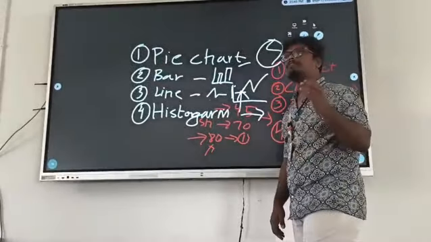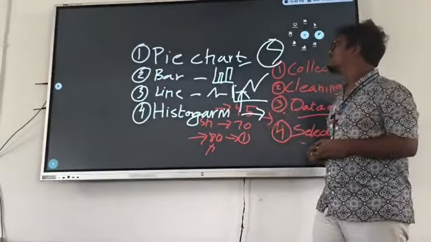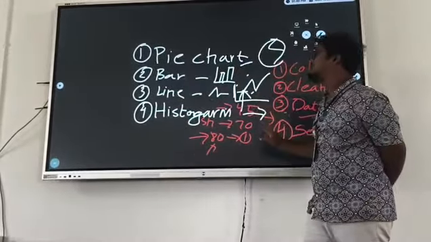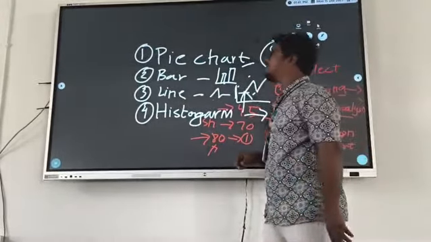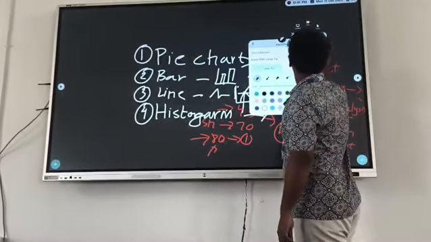So the fourth step is selecting the chart. Based on the data we have prepared, based on the cleaning and data analysis, we select one of the charts, whether it may be pie chart, bar chart, line chart, or histogram. So this selection is done in the fourth step. The fifth step is data visualization. So the main step is data visualization.